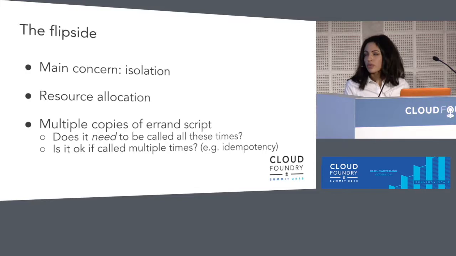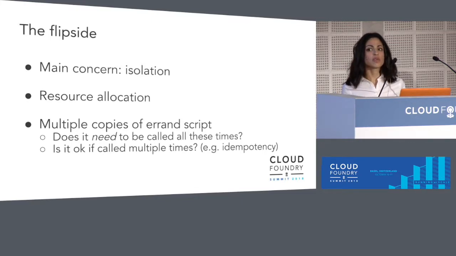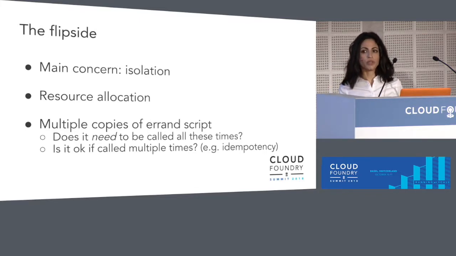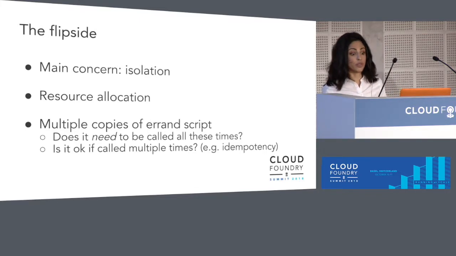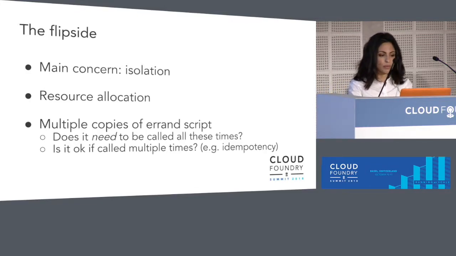The second point talks about resource allocation. Again, the errand job is not a special process, and in that there are no specific limits placed on it in terms of how much of the resources it can use. So if we're not careful, we can end up with errands eating up all of the resources on a VM, not leaving space for the other processes to run.